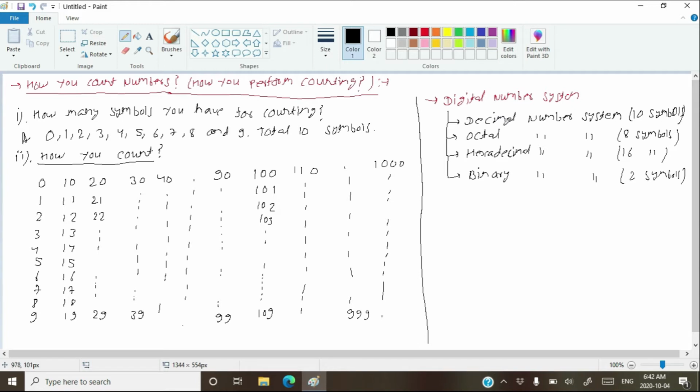Decimal means what? Decimal comes from deca. Deca means 10. So don't compare this decimal with the decimal dot. The decimal used in fractional numbers is different from the decimal written here. This decimal is taken from the word deca, and deca means 10. That's how a number system in which only 10 symbols are used is called the decimal number system. And I have never seen any human speakable language in which a number system exists with a number of symbols not equal to 10.